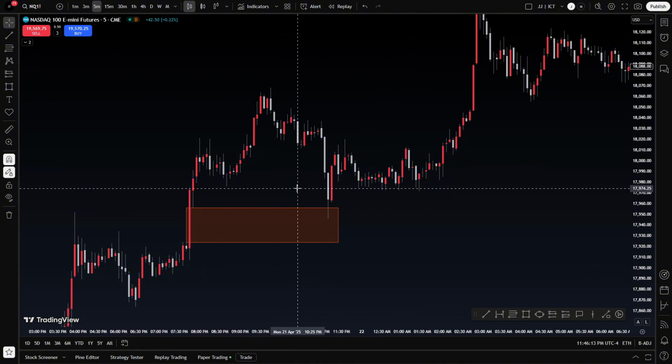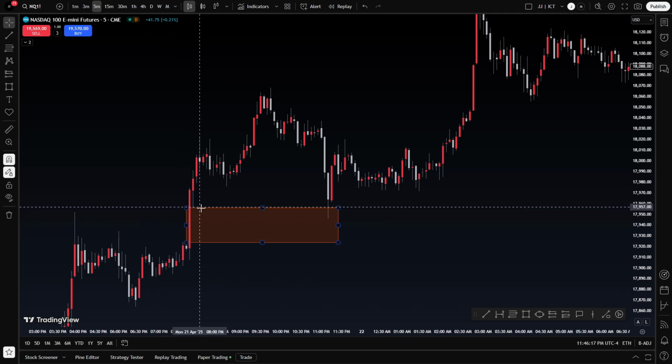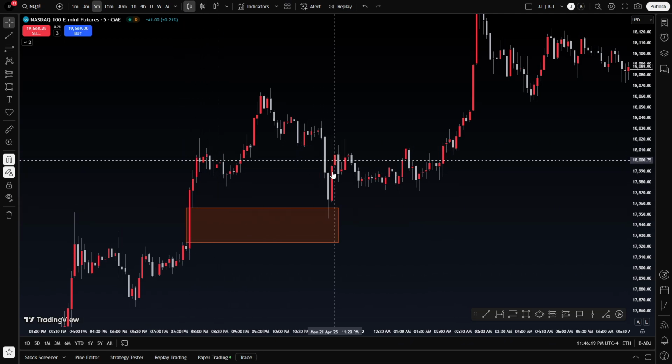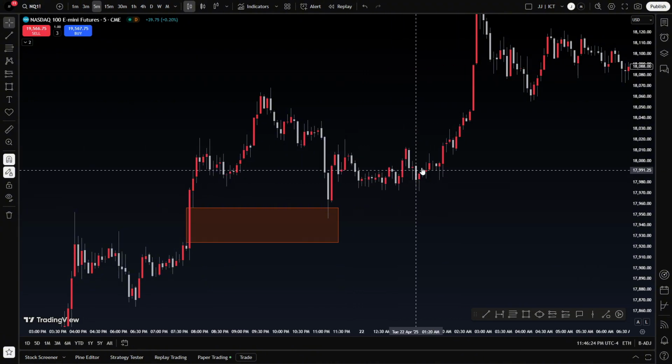Same thing with this example. It already retraced. It already came to a point of interest. All it's doing now is just accumulating so it can distribute. Okay, it's just accumulating so it can distribute.